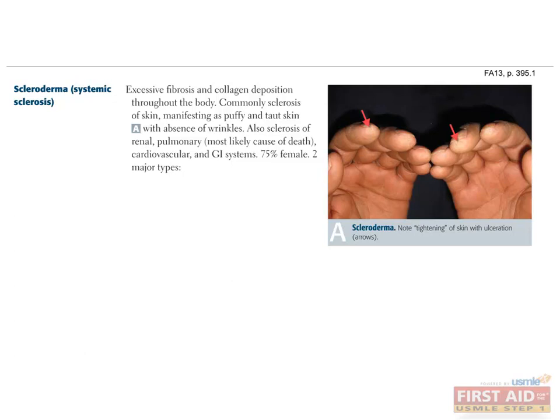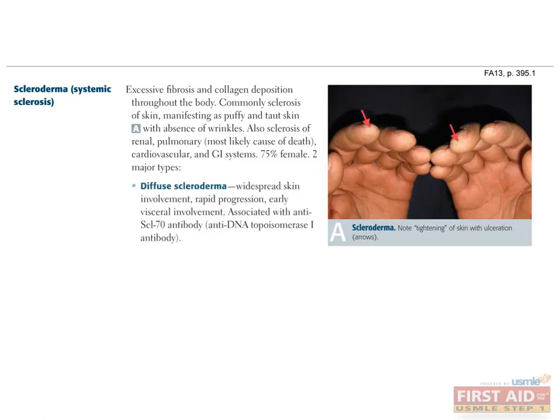As per the name scleroderma, this often happens in the skin, appearing with puffy and taut skin without wrinkles. However, many other organ systems are affected, including the renal, respiratory, cardiovascular, and GI systems, which are the primary cause of mortality, not the skin changes. There are two major types you should know for Step 1.